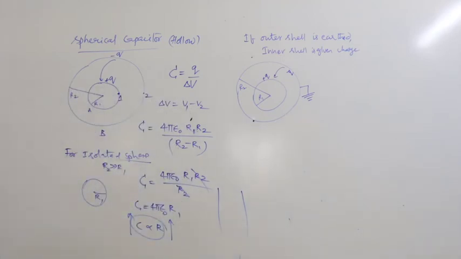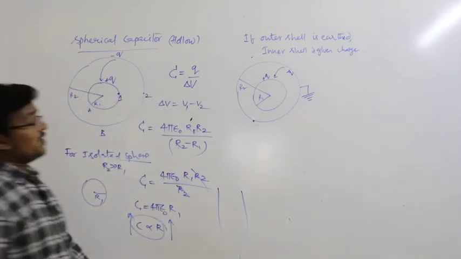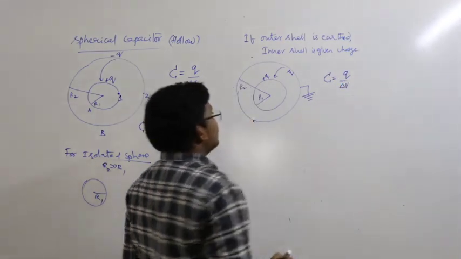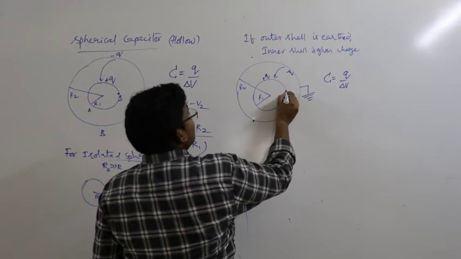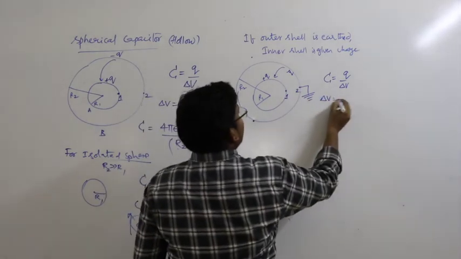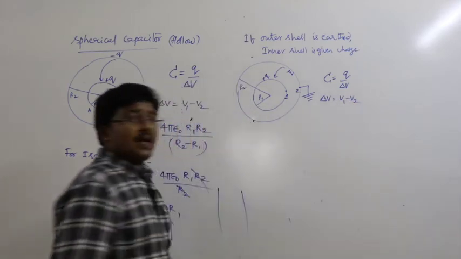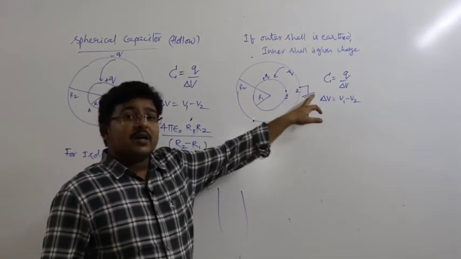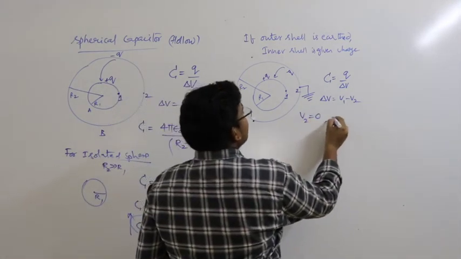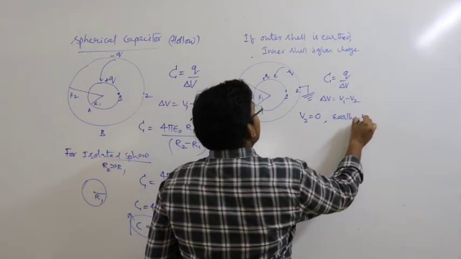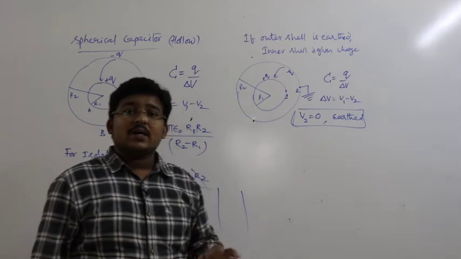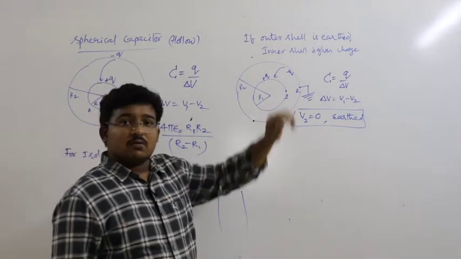Now how to find out the potential? How to find out the capacitance? The C formula, Q upon delta V. So what is delta V? If you take this as the first point 1 and this as the second point, delta V is nothing but V1 minus V2, and you know that at this second point it is already connected to ground, earthing. So V2 will be 0 because it is earthed. Whenever the connection is to the ground, you can say that it is earthed. And what is the potential V1?